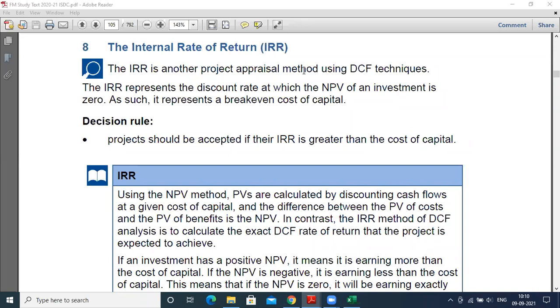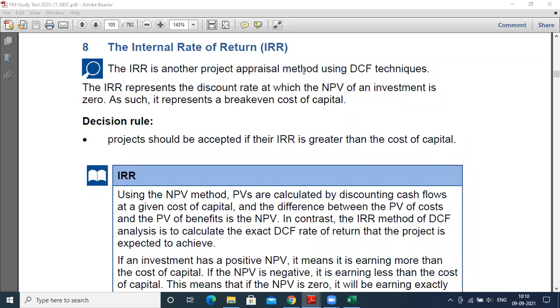Because in order to start the project, if I need $1 lakh and I am paying 10% as interest on that 1 lakh, the question is whether the project can give a return of at least 10% or more. So we compare this internal rate of return, which we can also call the break-even return, with the cost of capital. If the IRR is more than the cost of capital, then only we accept the project. If it is less, we reject the project.